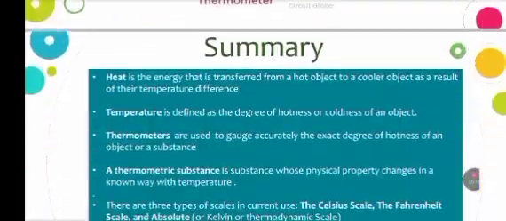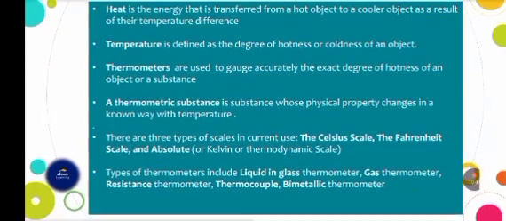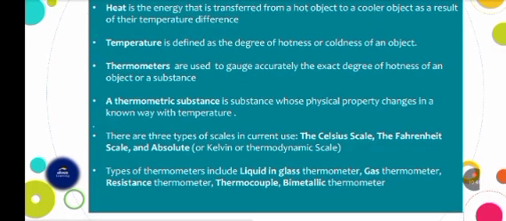Okay, so let's look at the summary of our work so far. We have been able to learn that heat is the energy that is transferred from a hot object to a cooler object as a result of their temperature difference. Number 2, we learned that temperature is the degree of hotness or coldness of an object. We also learned that thermometers are used to gauge accurately the exact degree of hotness of an object or a substance. 4, a thermometric substance is a substance whose physical property changes in a known way with temperature.